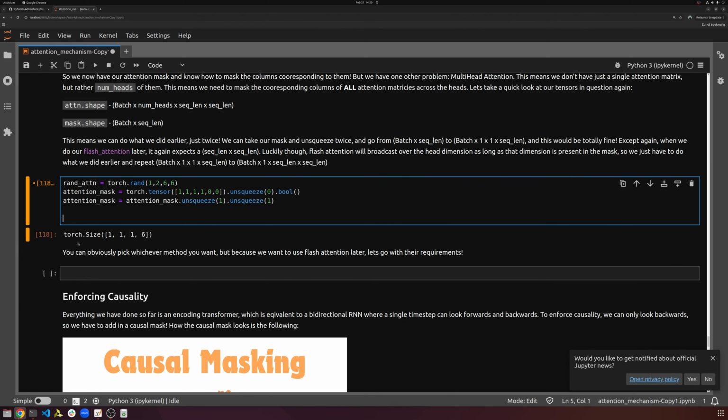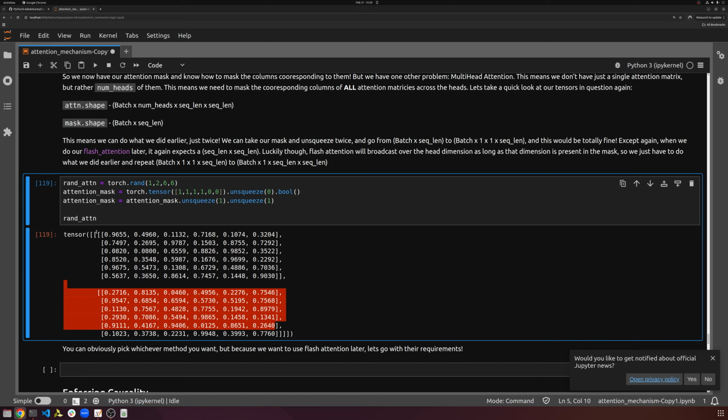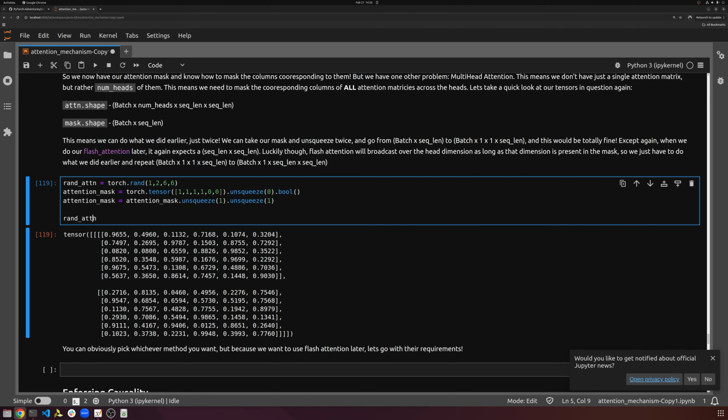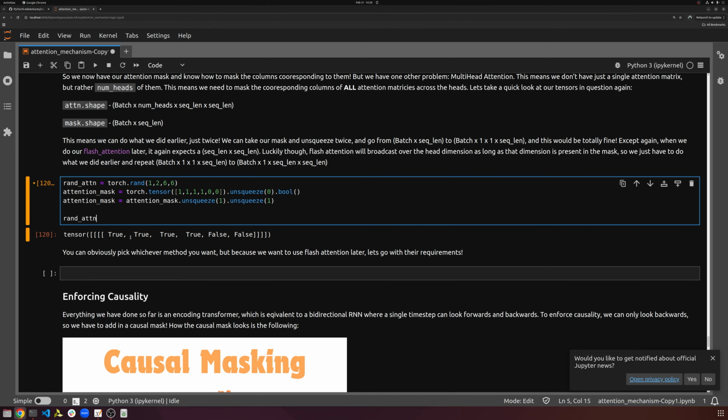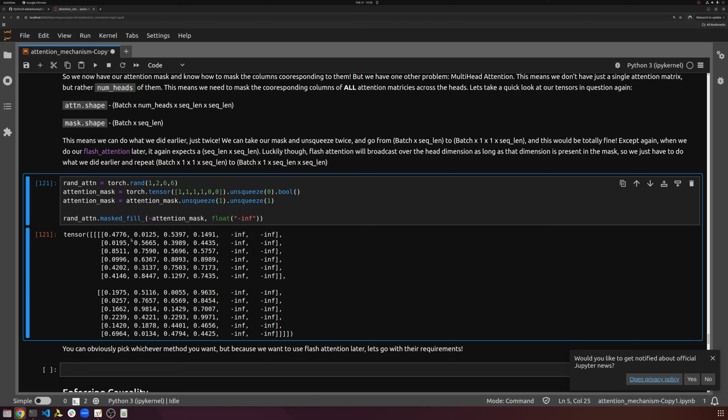And just like we did, nothing else changes. We do rand attention. So if we look at that, we have 2 heads of attention. So we have 2 attention blocks, each 6 by 6. We have our attention mask, which looks like this, right? And we're going to go ahead and do our masked fill. So dot masked fill attention mask. We want to fill it with negative infinity, just like that, using float negative infinity. And we need to flip the Boolean, so we're doing true. And so notice that we have masked out both of the last columns in both heads. Because again, in both attention heads, they're the same.